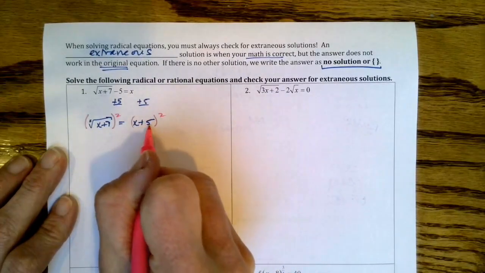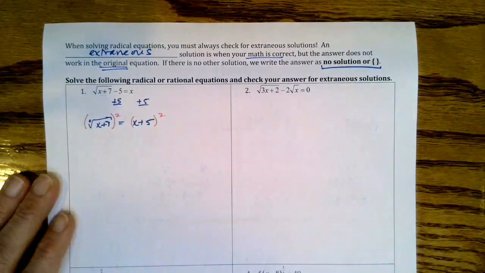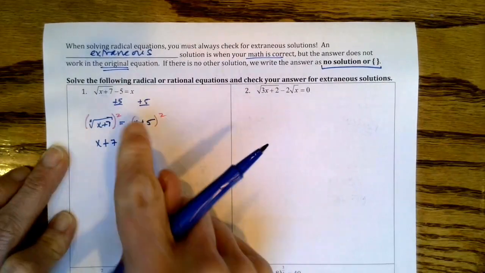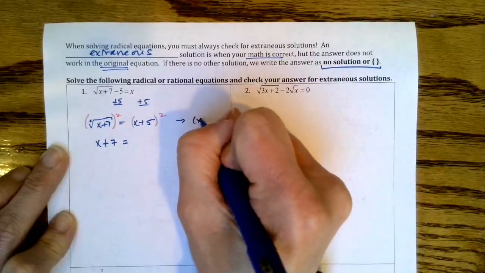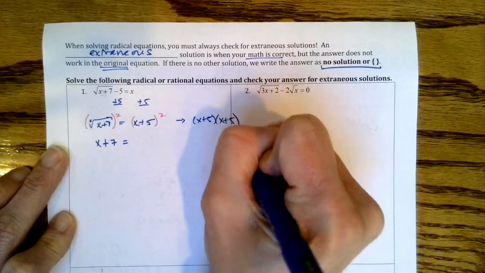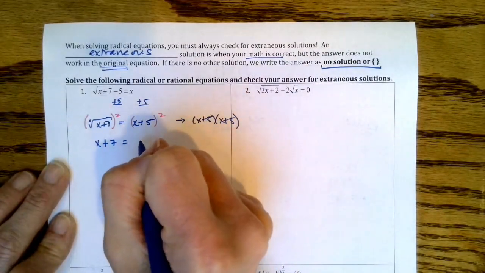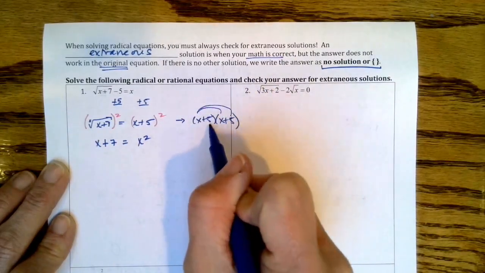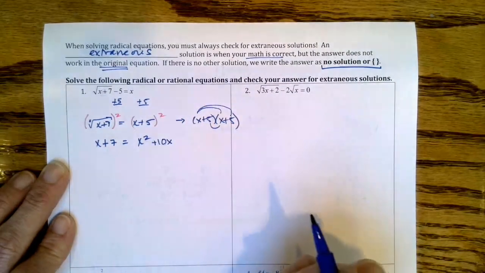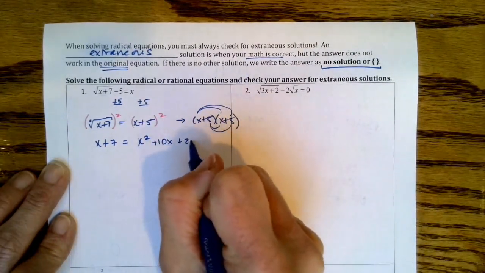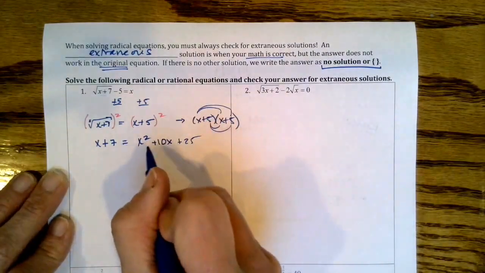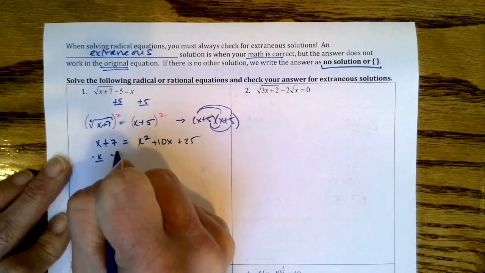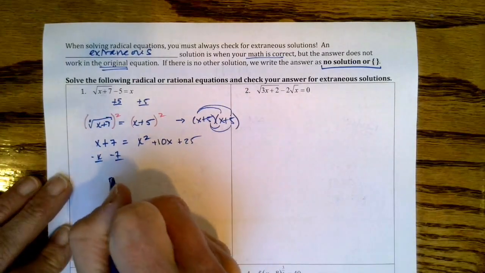Now notice the parentheses here are so important, because while this simplifies easily to x plus 7, this is actually x plus 5 times x plus 5, which means you have to FOIL that into x squared. X times x is x squared. And then I've got 5x and another 5x for 10x. And then I've got 25. It's a quadratic, so we solve all quadratics by setting them equal to 0. I'm going to subtract x, and I'm going to subtract 7 to combine all my like terms.